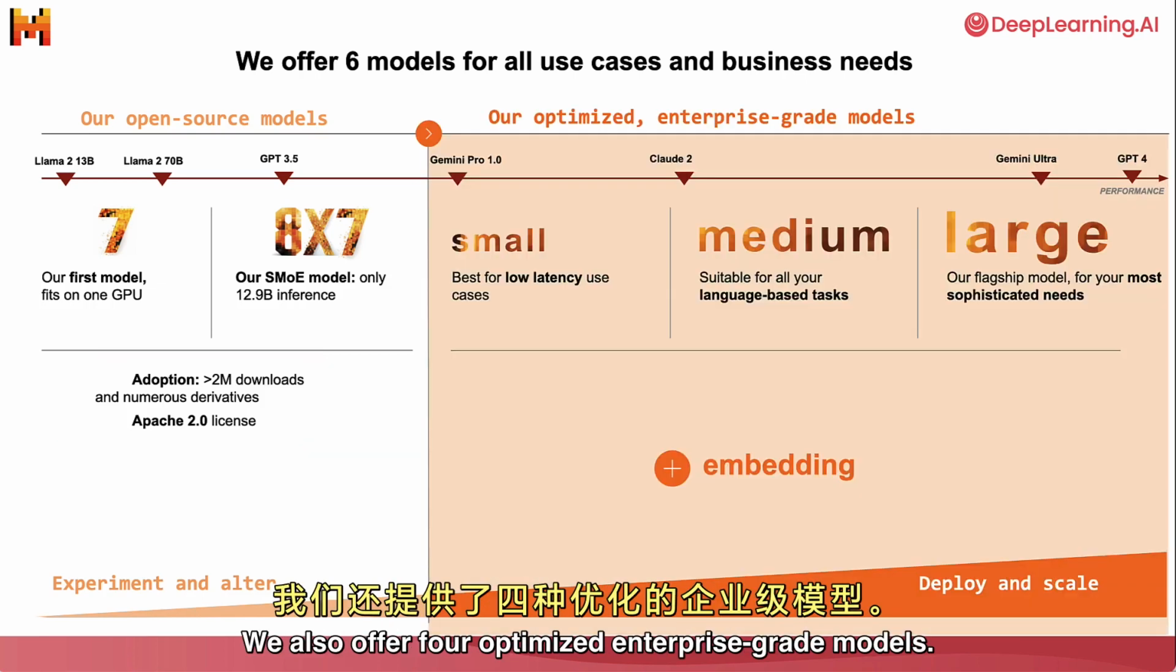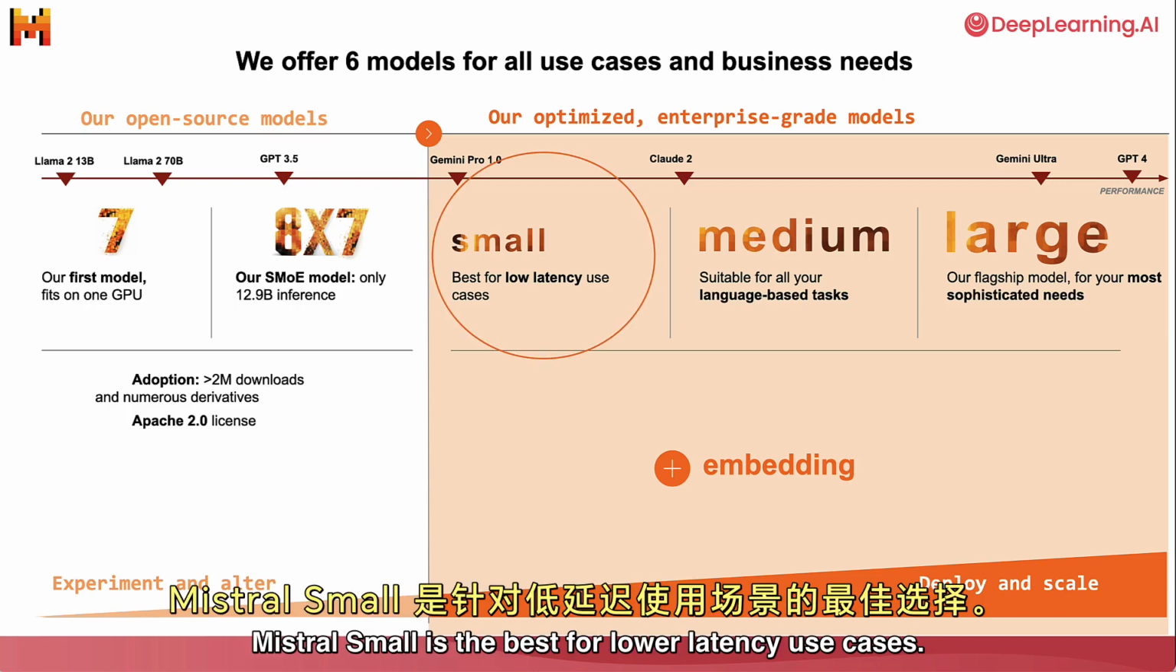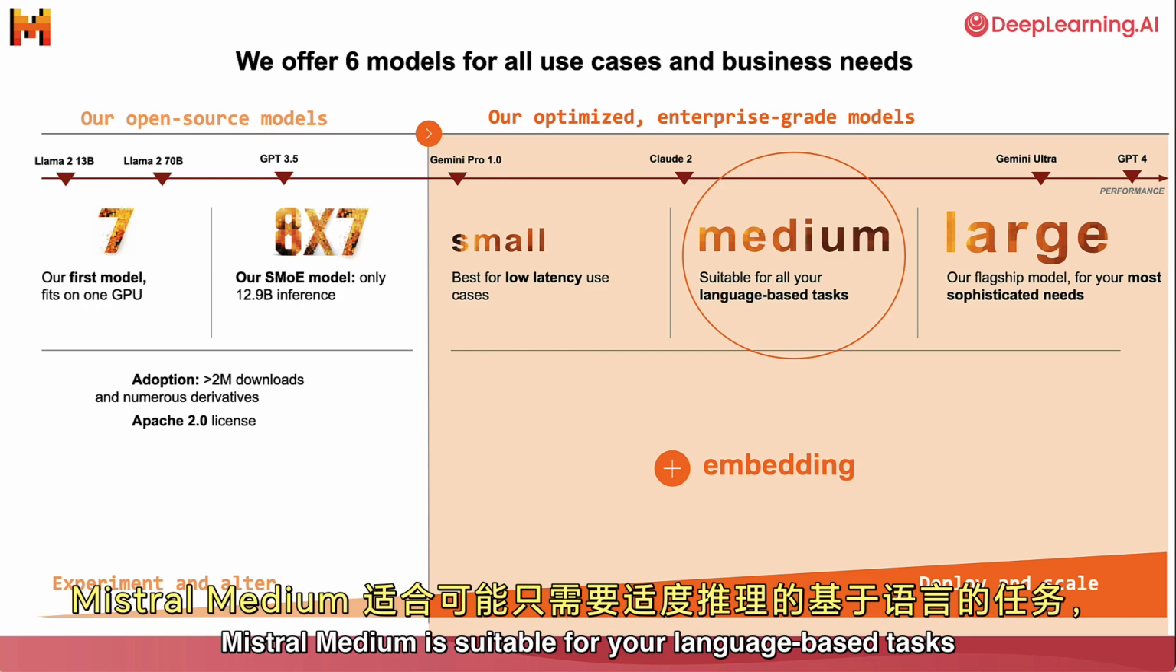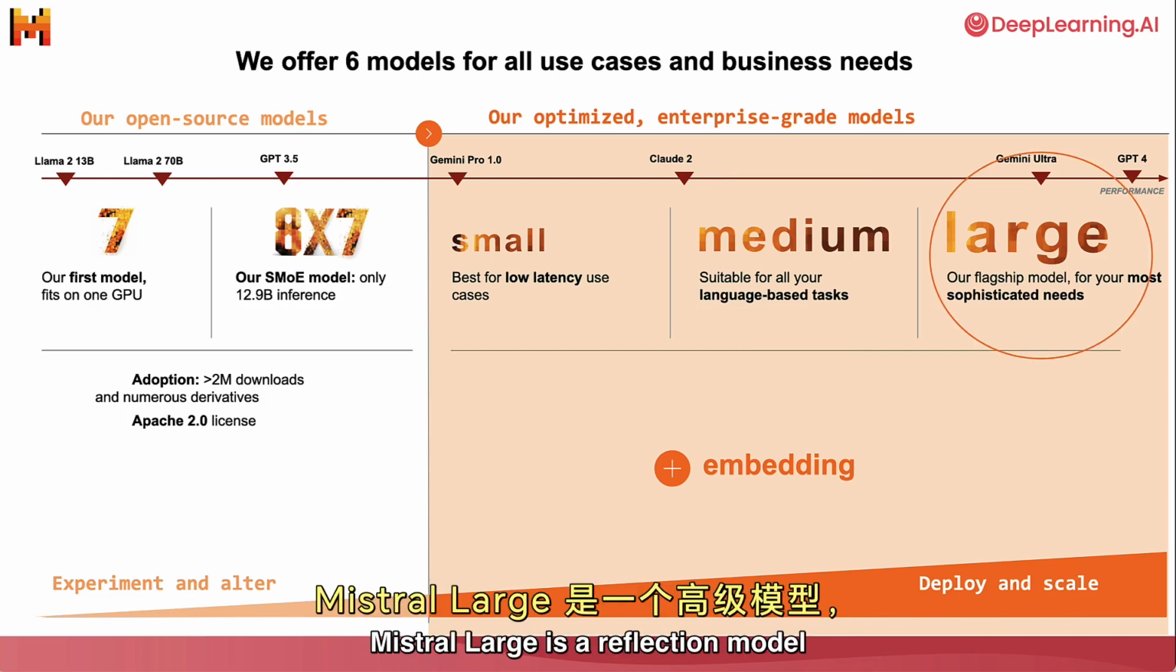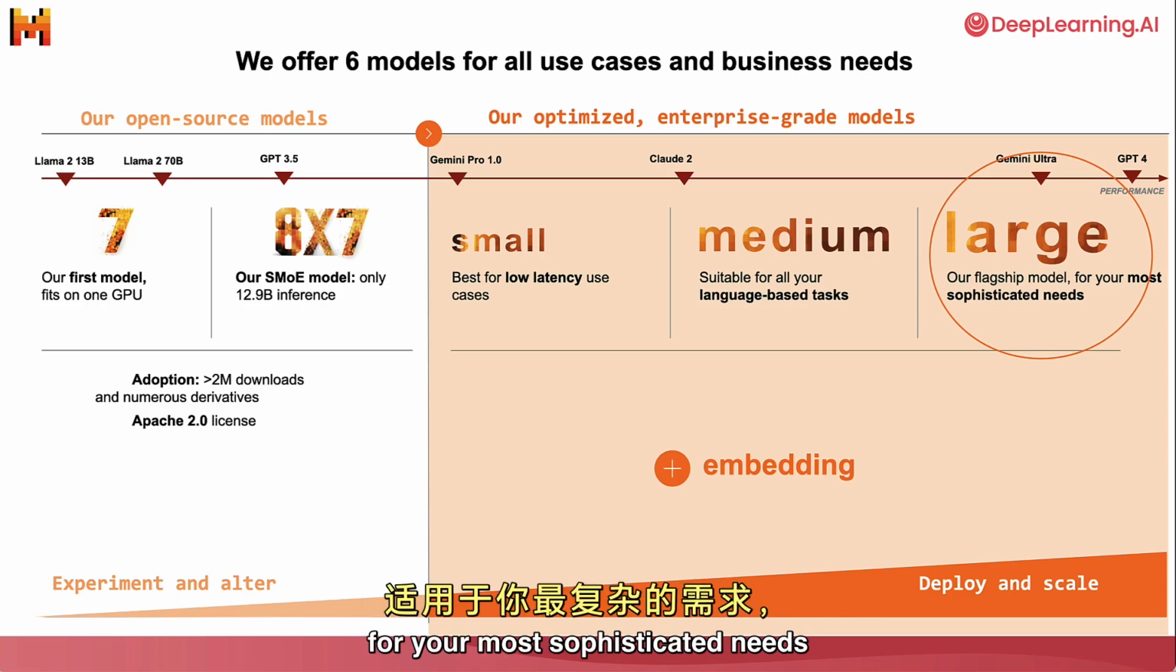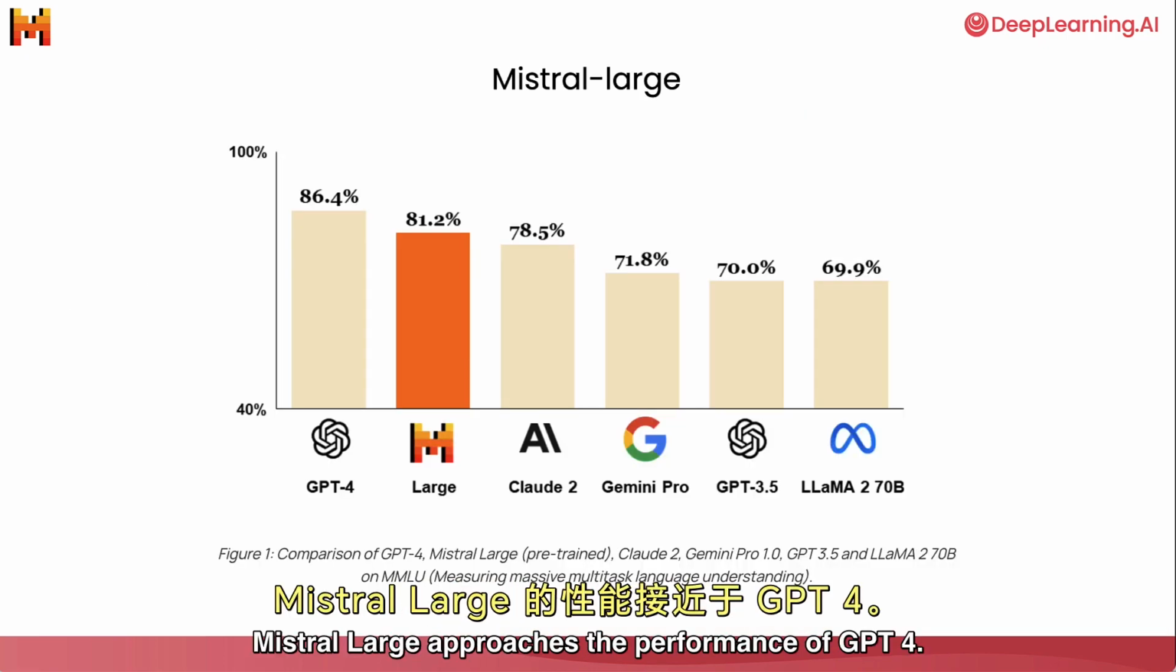We also offer 4 optimized enterprise-grade models. Mistral Small is the best for low latency use cases. Mistral Medium is suitable for your language-based tasks that may only require moderate reasoning, such as data extraction, summarization, and email writing. Mistral Large is our flagship model for your most sophisticated needs with advanced reasoning capabilities. Mistral Large approaches the performance of GPT-4.